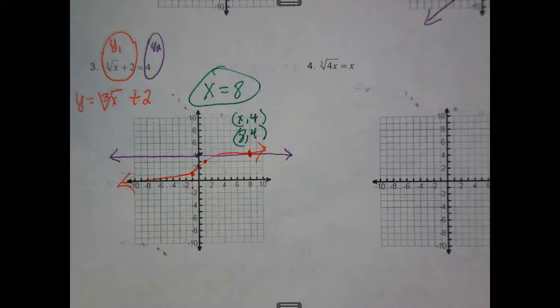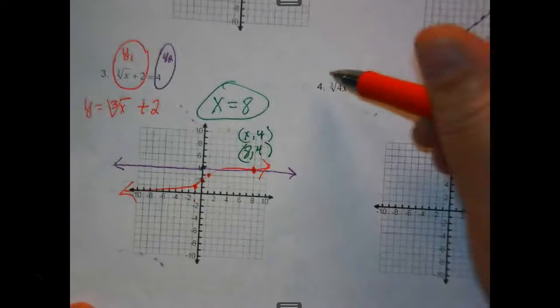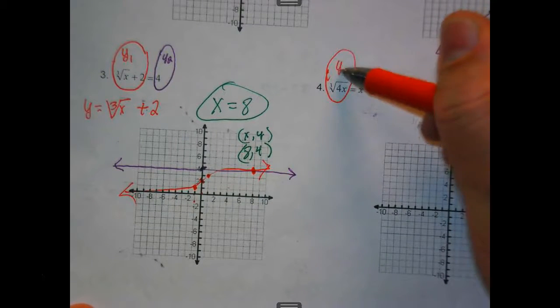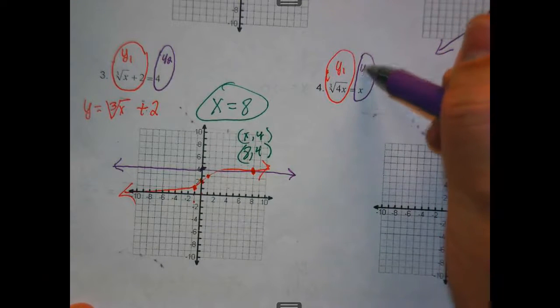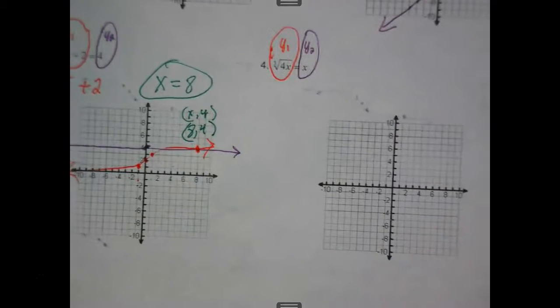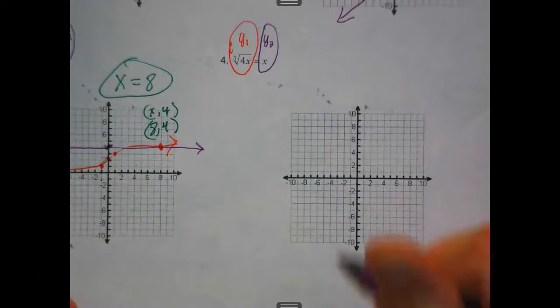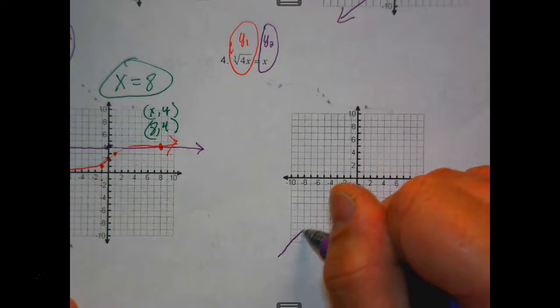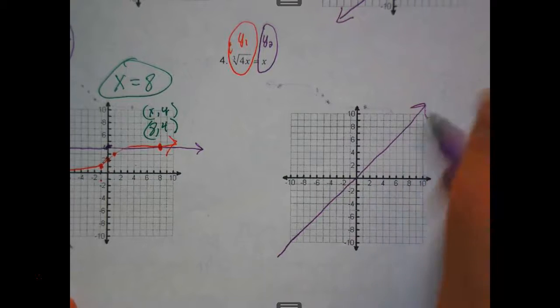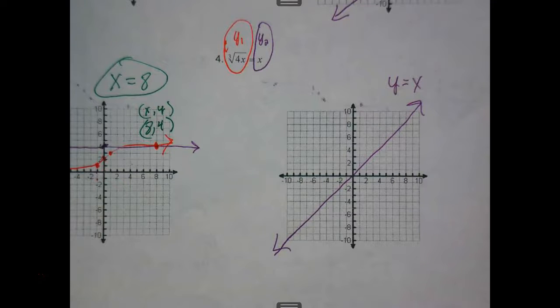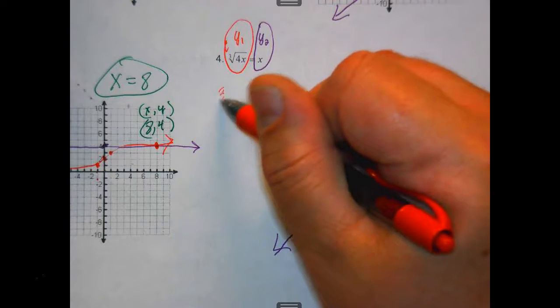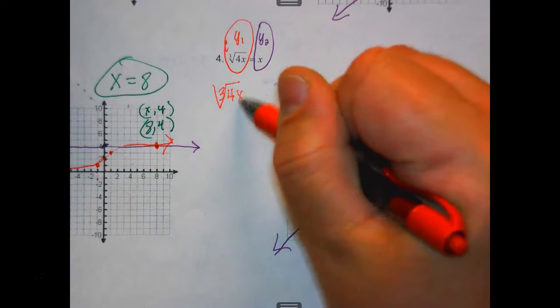Last one. Number 4. Here's my y1 function. Here's my y2 function. Do you guys remember y equals x line? Not straight up and down. From corner to corner, yeah. My y equals x. And then we got to do cube root of 4x.